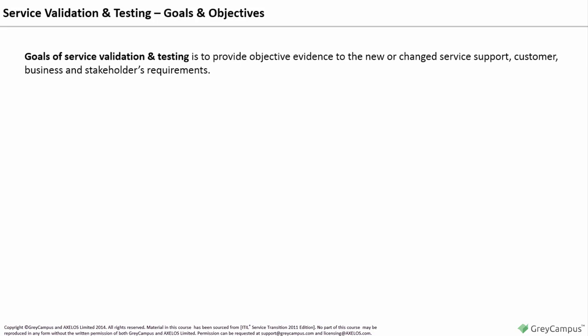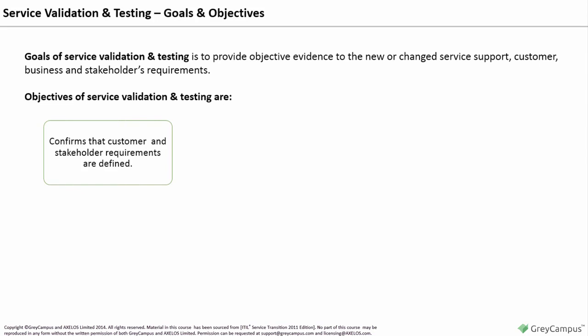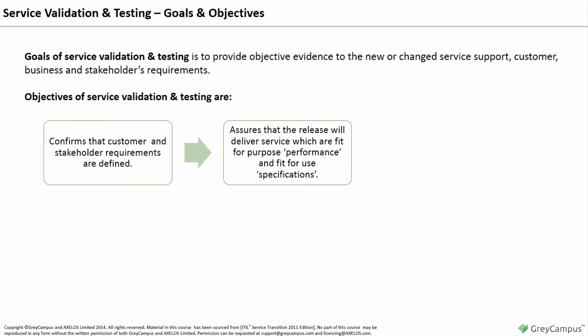The purpose of the service validation and testing process is to ensure that a new or changed IT service matches its design specification and will meet the needs of the business. The goal of service validation and testing is to provide objective evidence to the new or changed service support, customer, business, and stakeholders' requirements. Objectives of service validation and testing are: confirm that customer and stakeholder requirements are defined, assure that the release will deliver services which are fit for purpose, performance, and fit for use specifications, and remedy errors early in the service lifecycle.